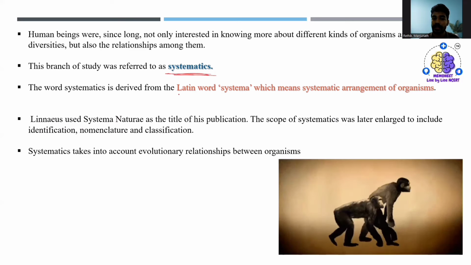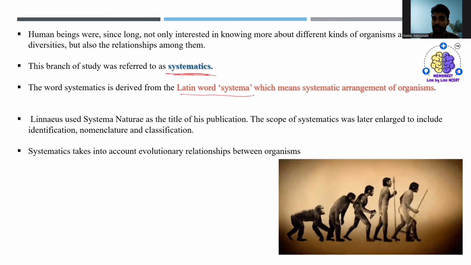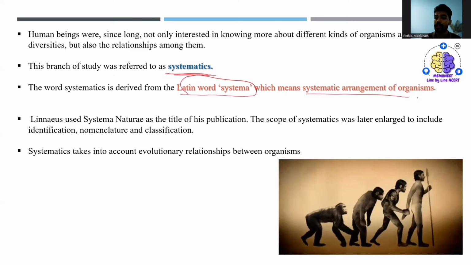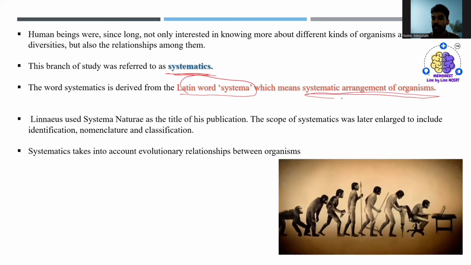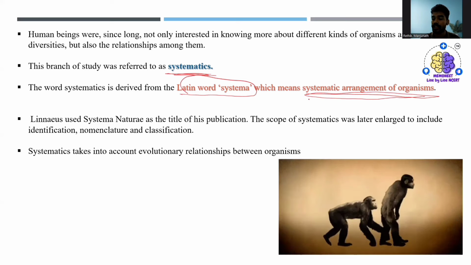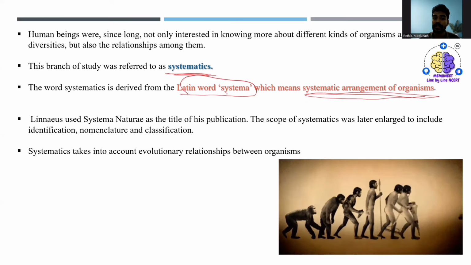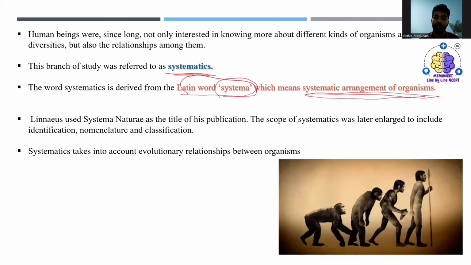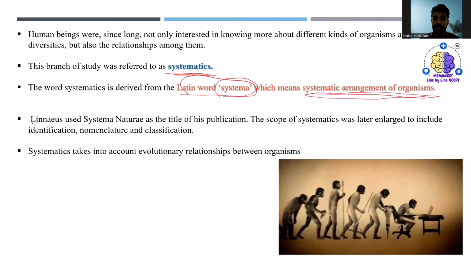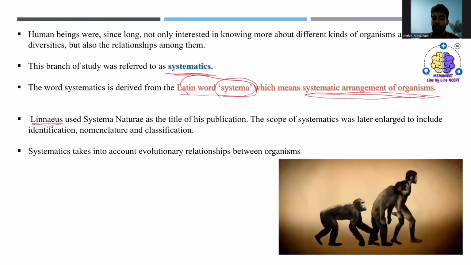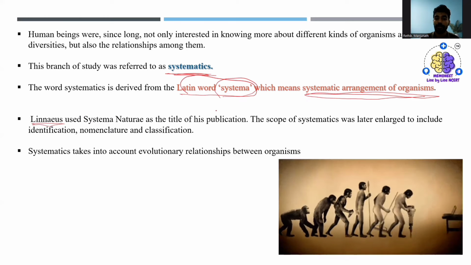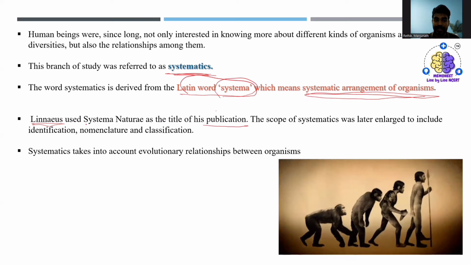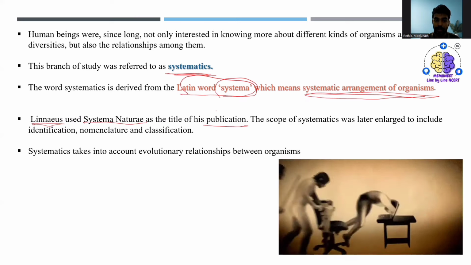The word systematics has been derived from the Latin word systema, which means the systematic arrangement of organisms. While you are studying, you are systematically arranging the organisms. We know that Carolus Linnaeus is the one who proposed binomial nomenclature. He published his work and gave the title for his publication as Systema Naturae.